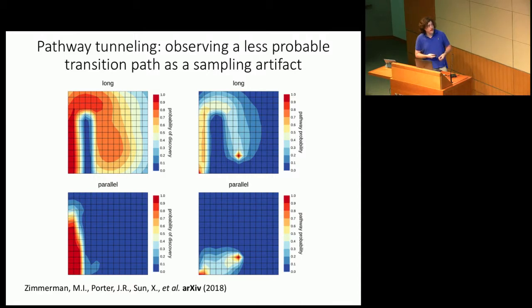I think this is a pretty interesting result that just changing the length and number of simulations can actually affect the apparent transition pathway that you see. So we name this phenomenon pathway tunneling, which is essentially just observing a less probable transition path as a result of sampling artifacts. So we were curious if adaptive sampling and FAST show pathway tunneling on this landscape.